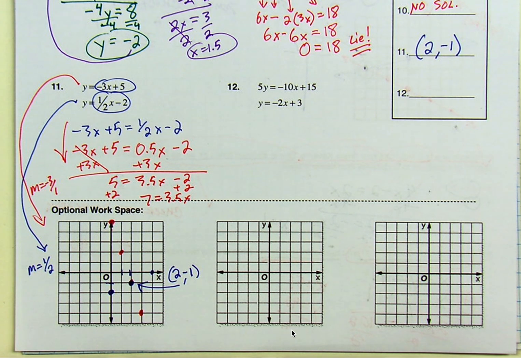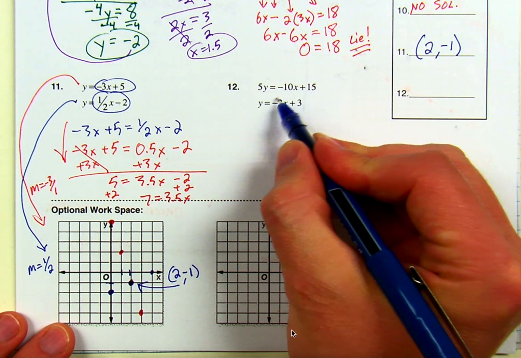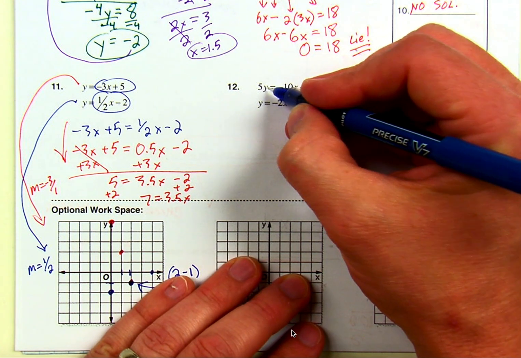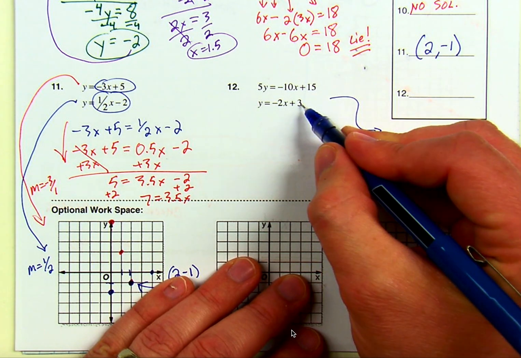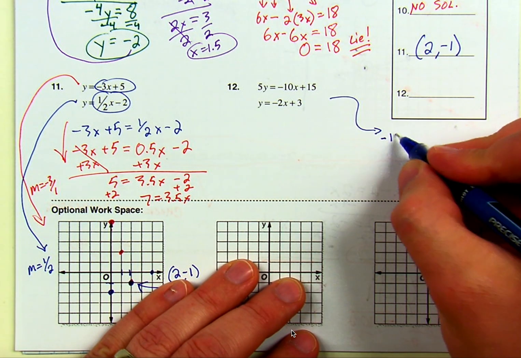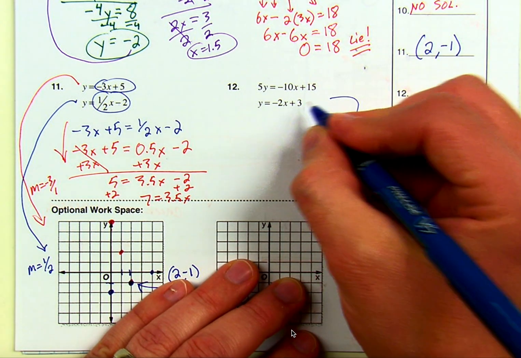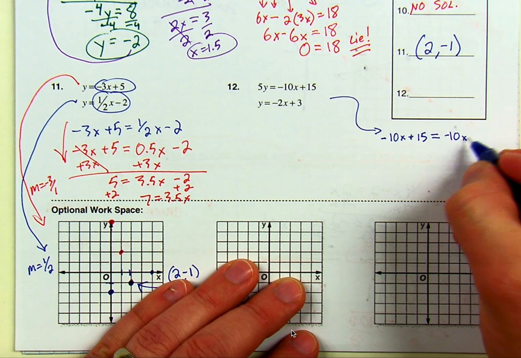Last one. I've got 5y equals -10x plus 15, and y equals -2x plus 3. I could do substitution, and I could put -2x plus 3 right in here for y. Let's see what that would give me. 5 times -2x plus 3 is, times this by 5, -10x plus 5 times 3 is 15. And then on the right side, I would have -10x plus 15, oh, wait a second.